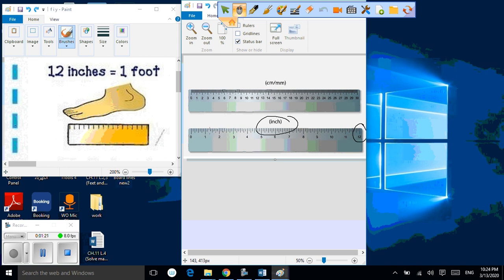So, the first rule that we understand now is that 1 foot equals 12 inches.